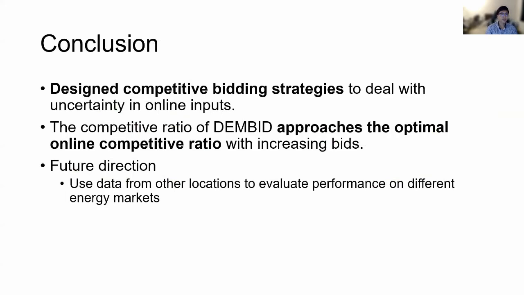So in conclusion, we designed a competitive bidding strategy to deal with uncertainty in the current price. Our algorithm dembid approaches the optimal online competitive ratio as the number of bids increases. Then for future direction, we can use data from other locations to evaluate the effect different markets have on our algorithms. And that's it.